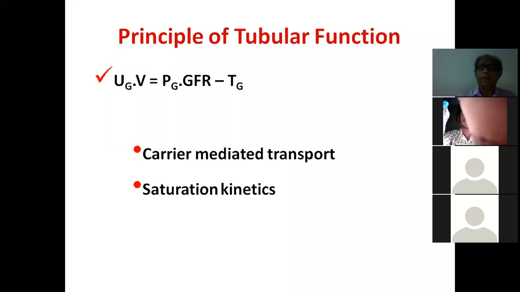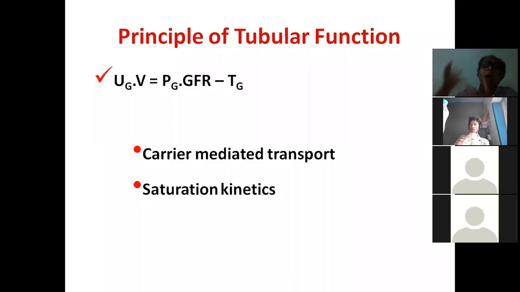That means when a molecule is binding with the carrier, the substrate carrier complex is transported as a whole. So a substrate or a molecule is binding with the carrier, forming a substrate carrier complex, and that substrate carrier complex is transported as a whole. So for reabsorption of glucose, you require the carrier. So there is a question of carrier saturation.